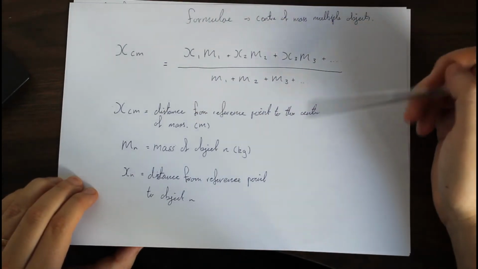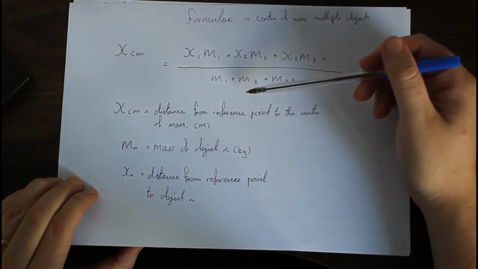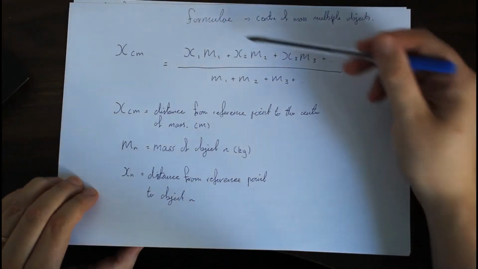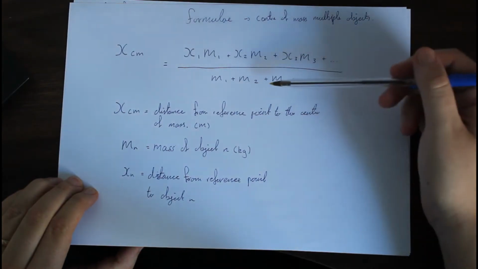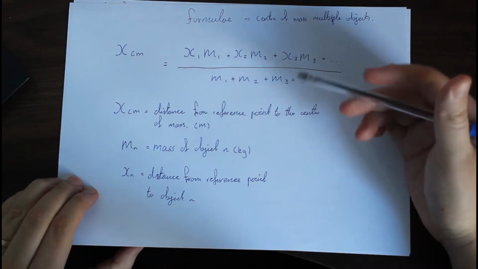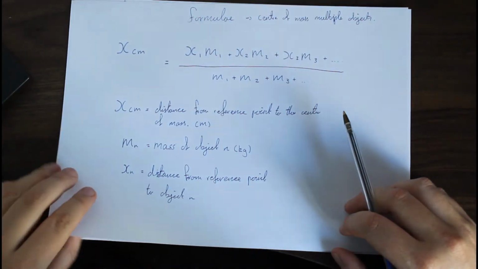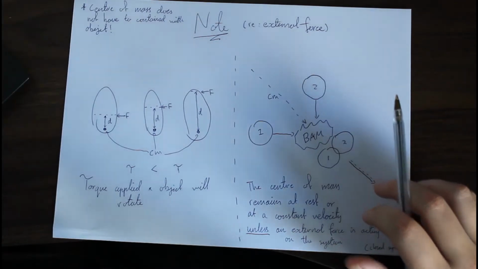It's the sum of all the masses times their distances, divided by the sum of the masses, and we get that as a distance, which gives us our centre of mass, our cm, from our particular reference point. Okay, some things to note and to think about.